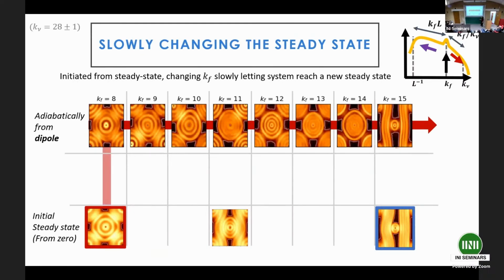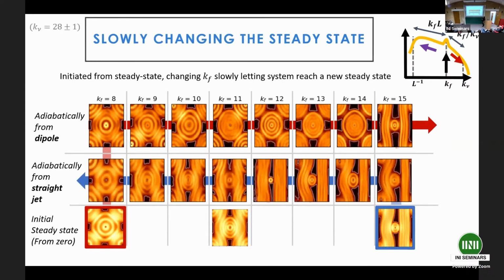So he started from a dipole and then increased Kf and waited. He tried to do this slowly enough so that each time he reached a steady state. You see that you start from a dipole and then you stay in a dipole, even though here it's very squished, here it's less squished, and then all of a sudden you transition to just jets. Then you can also start from the jets. So you start from the jet, you become symmetric, and then maybe you switch to a dipole. It's not quite clear. It's probably a dipole, but maybe it could also be the symmetric jet.